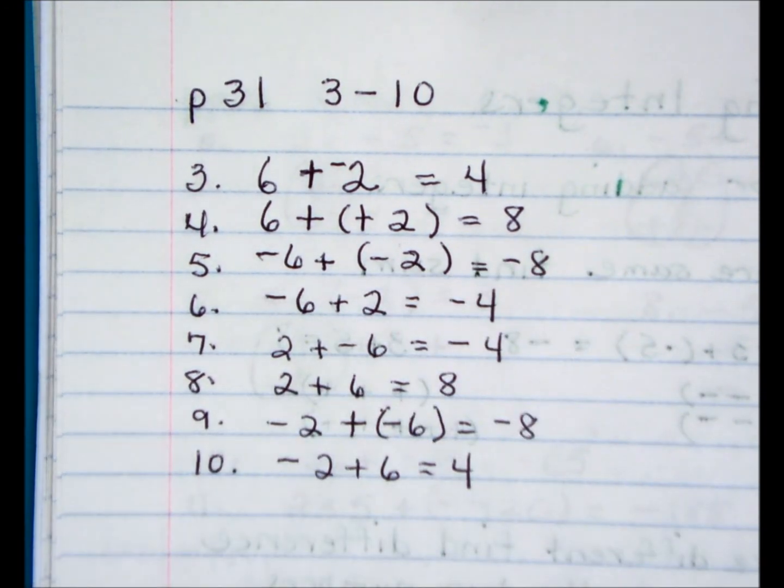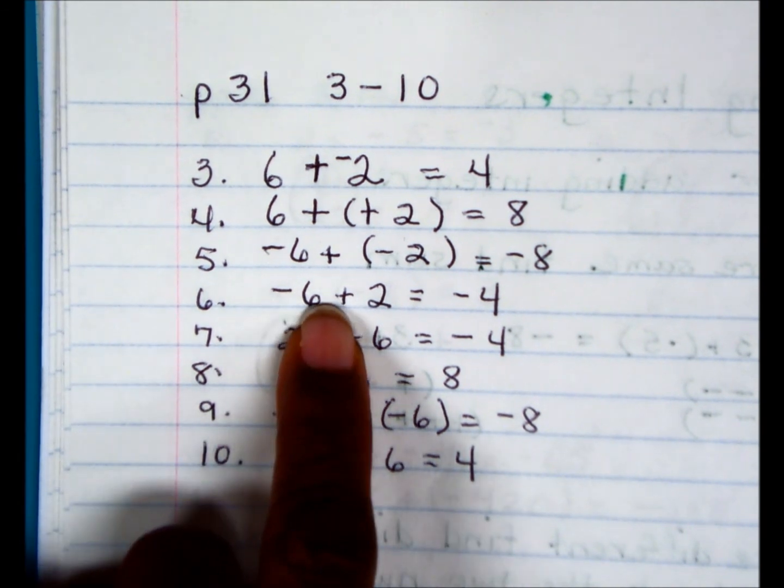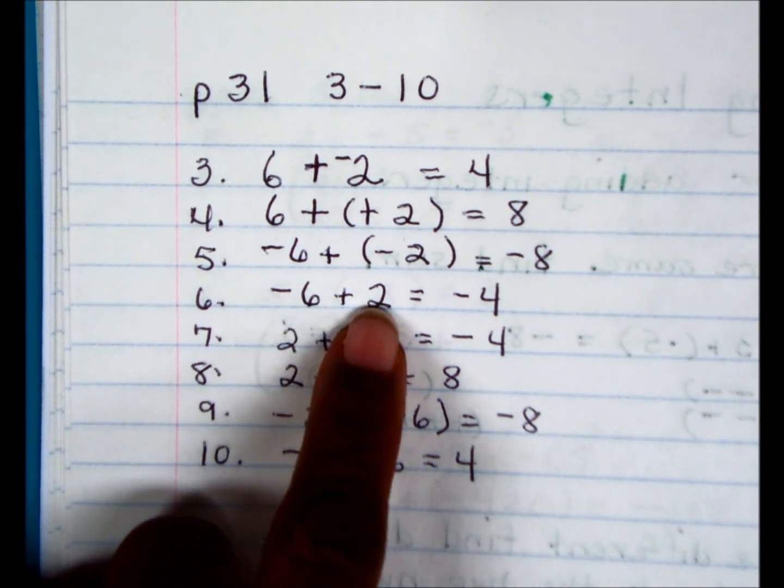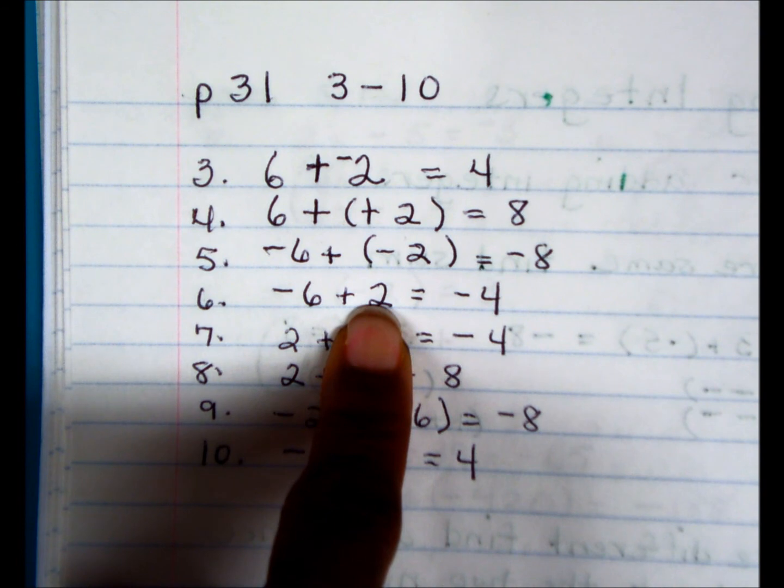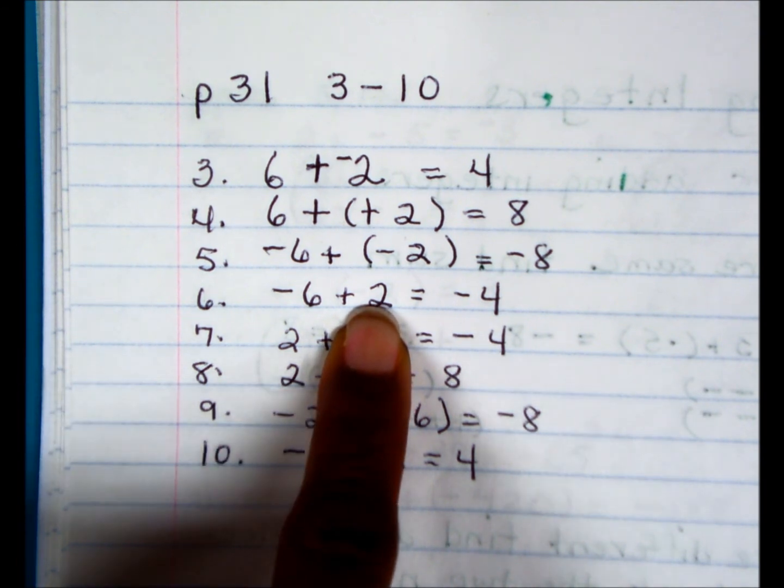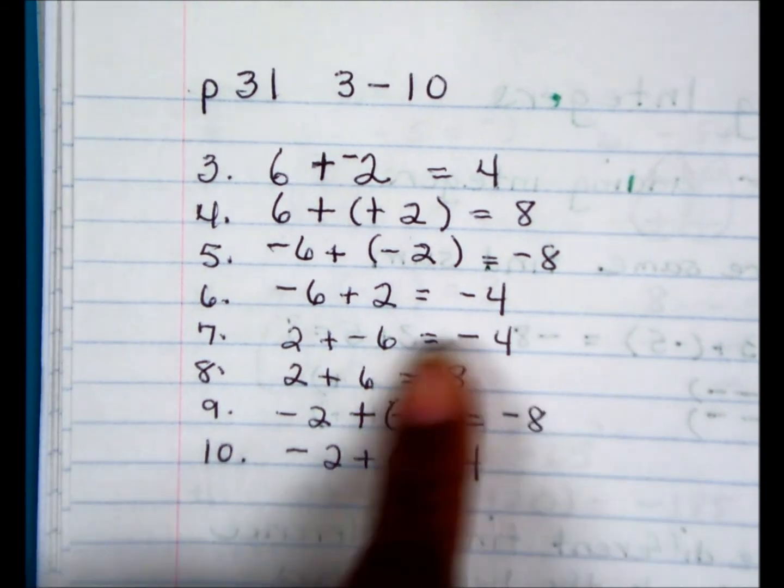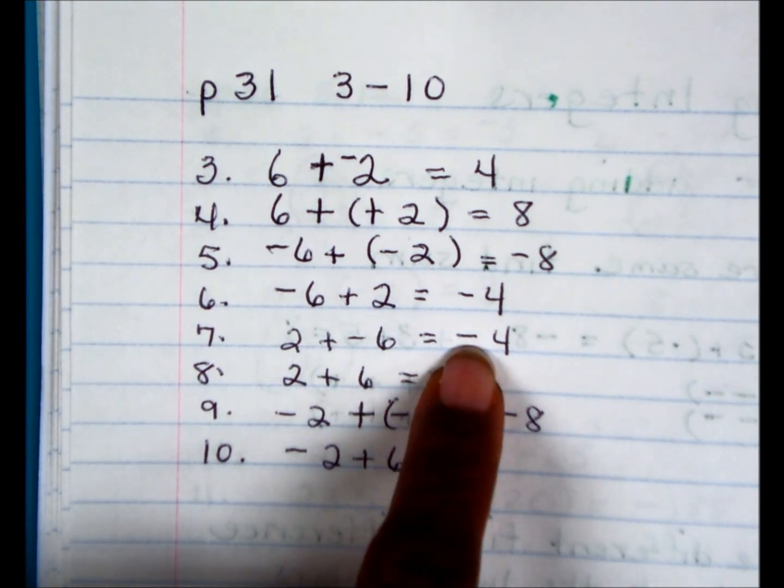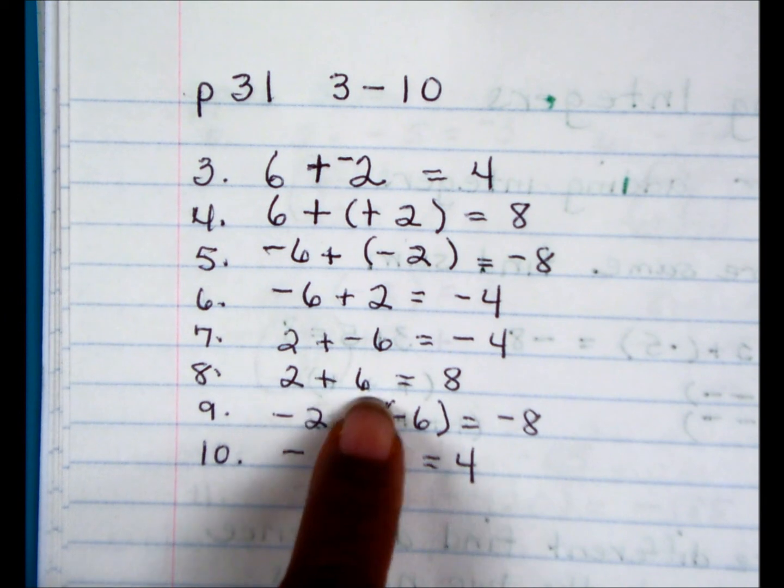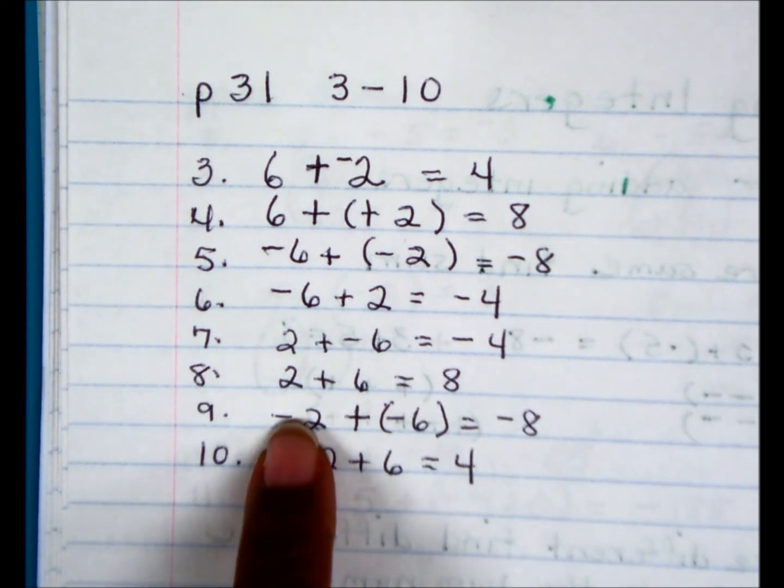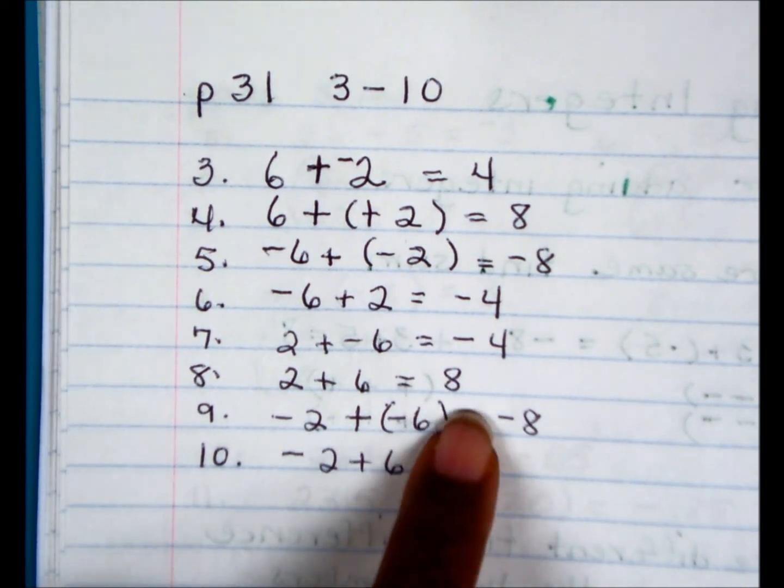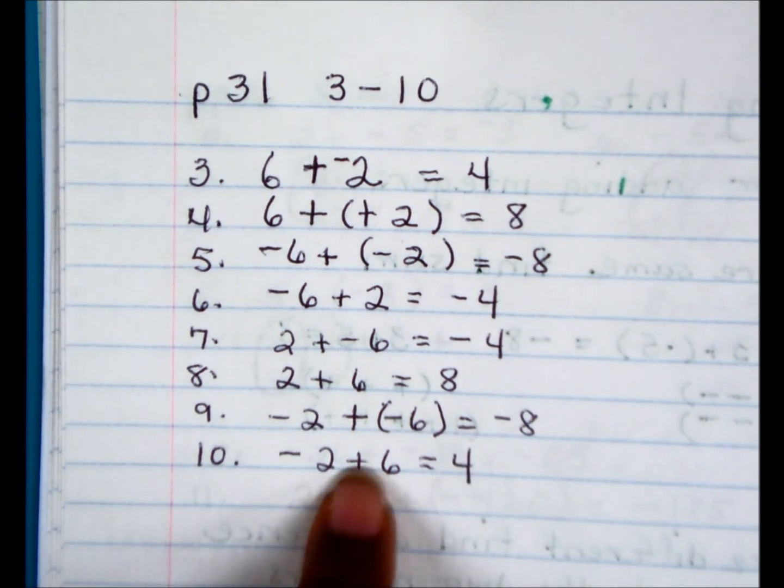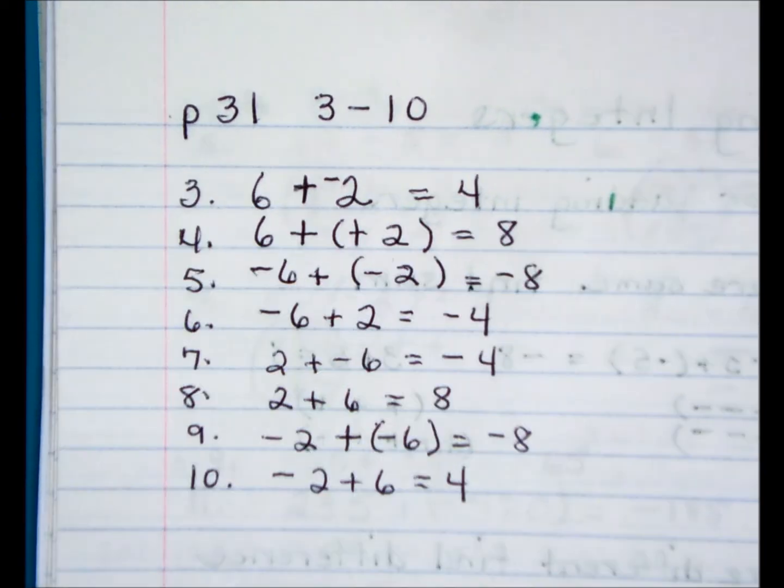You got negative 8. This was 6 minus a negative 2. Did I write that one right? But it would be negative 4, or I just wrote the correct answer. This one's 2 plus negative 6, which equals negative 4. Then we got 2 plus 6, which equals 8. Negative 2 plus a negative 6, which equals negative 8. And negative 2 plus 6, which equals 4.